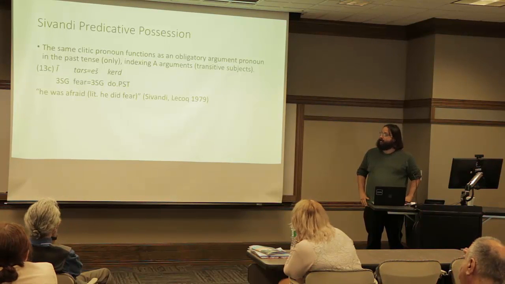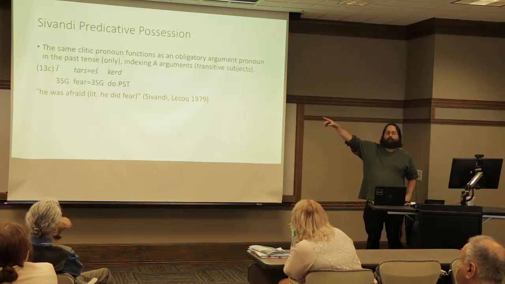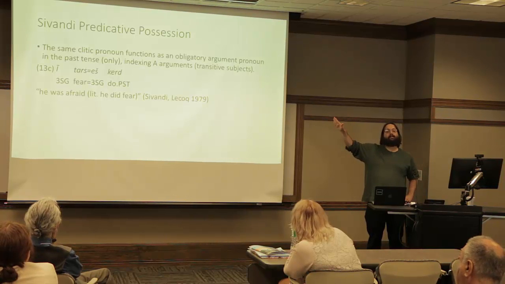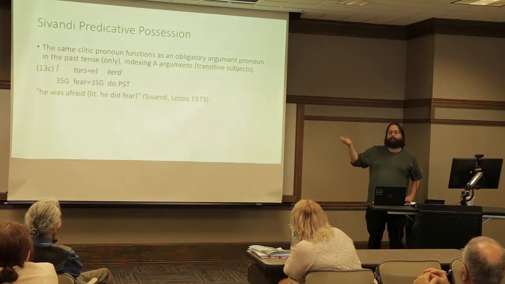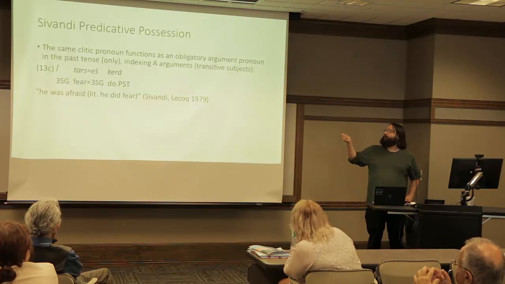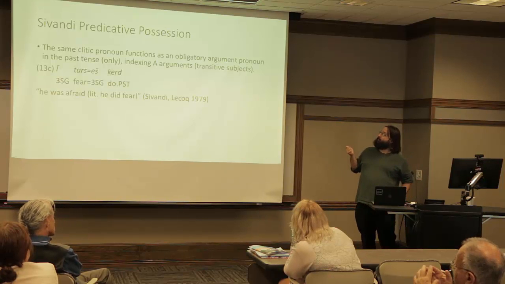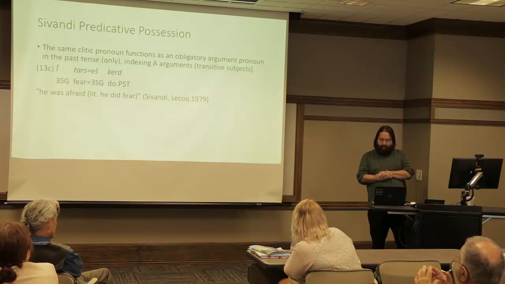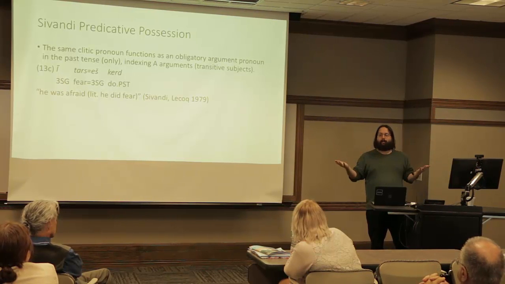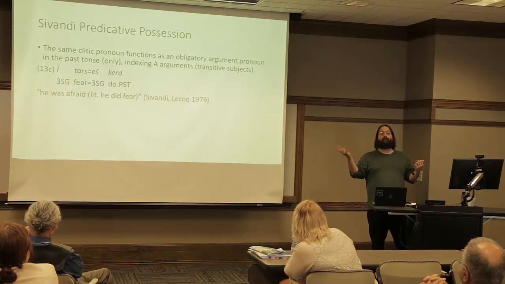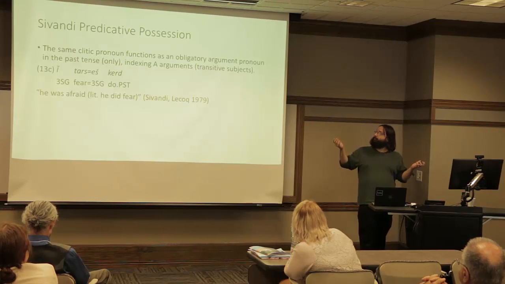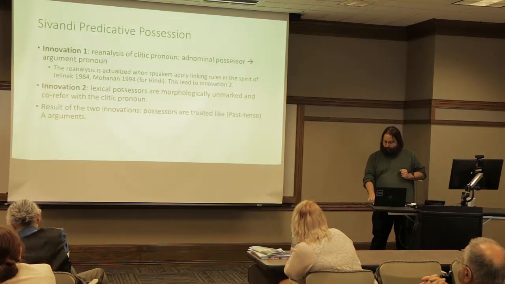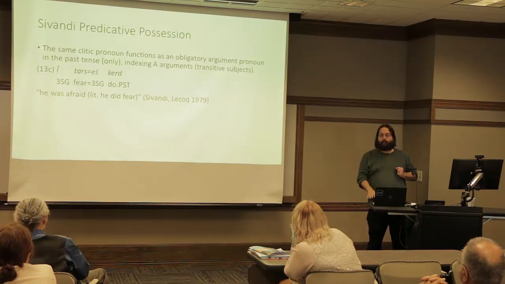So, for example, here, "he was afraid." You see the clitic pronoun on the last noun phrase before the verb, coding the A argument, or the transitive subject. So what I want to propose for this language at least is that we have a case of analogy between an obligatory clitic pronoun in one case, which is the possessive, and an obligatory clitic pronoun in the other, the transitive subject one.